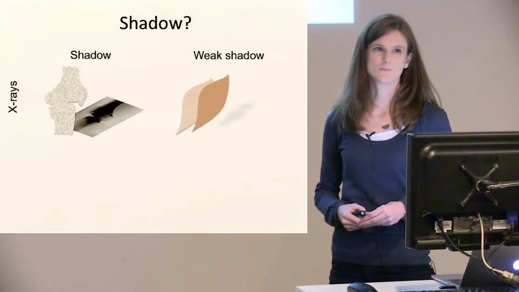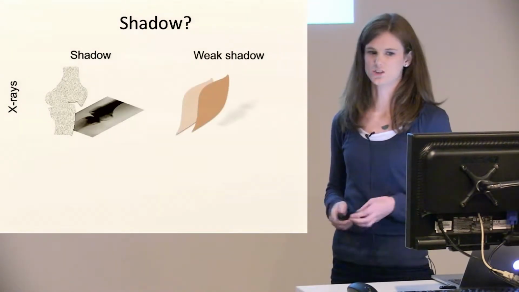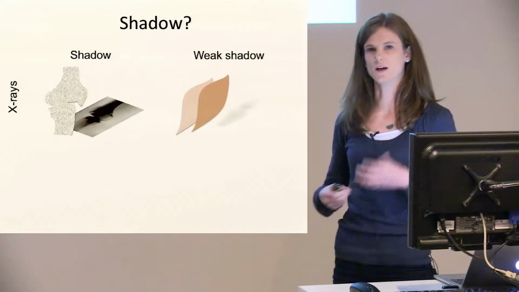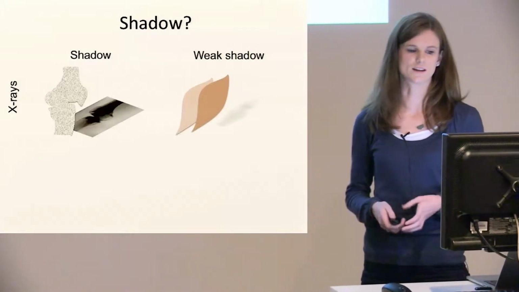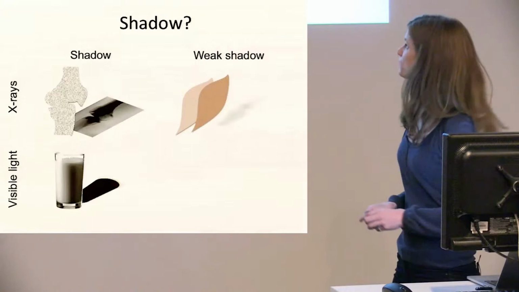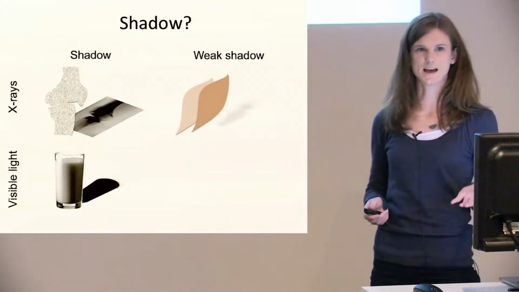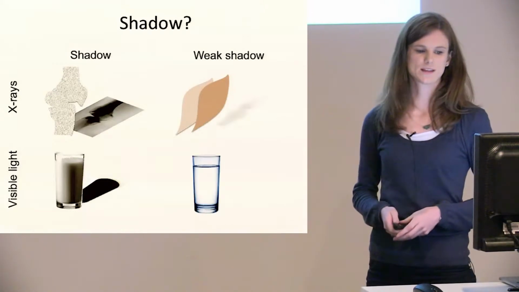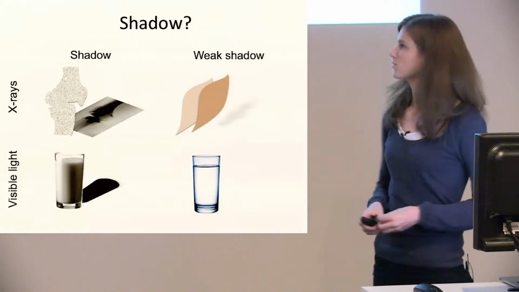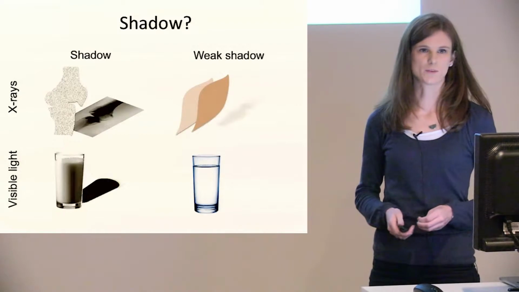But what about if we want to image something which doesn't cast a strong shadow, like some soft tissue, so muscle or fat or the lungs or something like that? Or by analogy, we could say that a glass of milk will give us a nice strong shadow, so we could easily see how full the glass was. But if we had something like a glass of water, we don't get a very strong shadow from it.